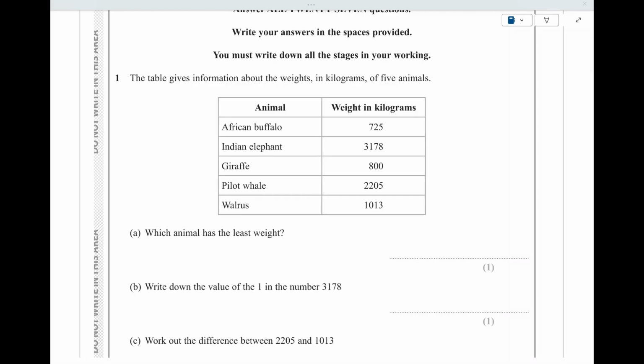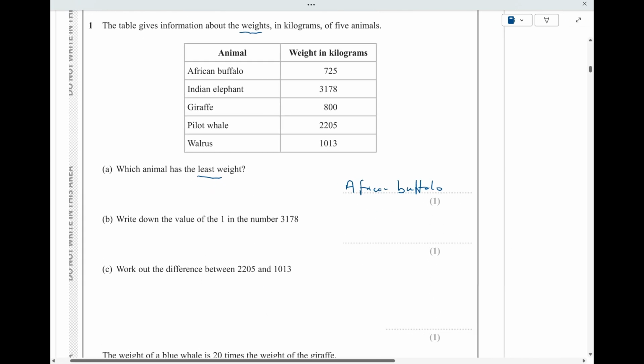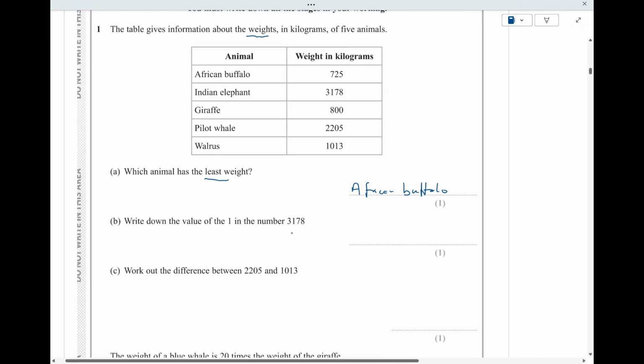Question 1. The table here is giving us information about the weights of 5 different animals. Take a look at it and make sure you understand what the table is showing you. Which animal has the least weight? That is the African buffalo. Write down the value of the 1 in that number. Well, that's 100, isn't it?